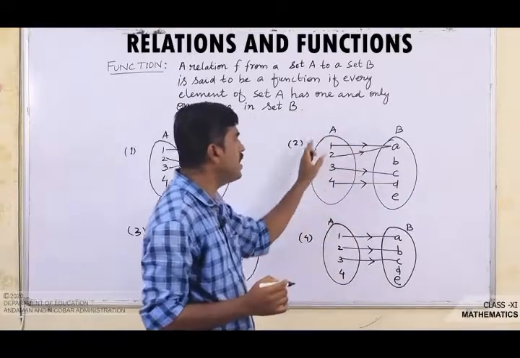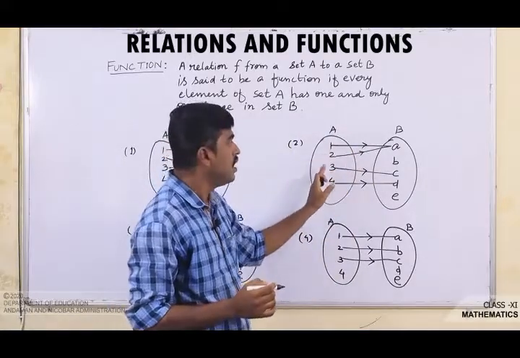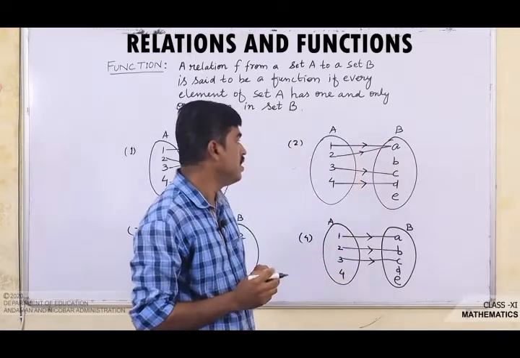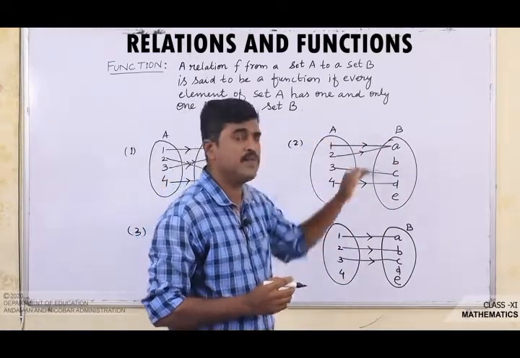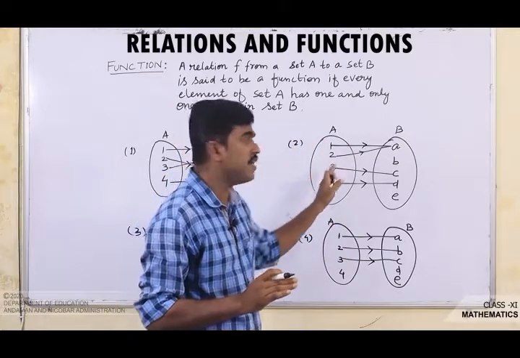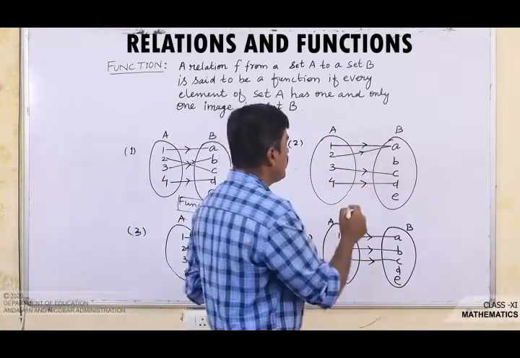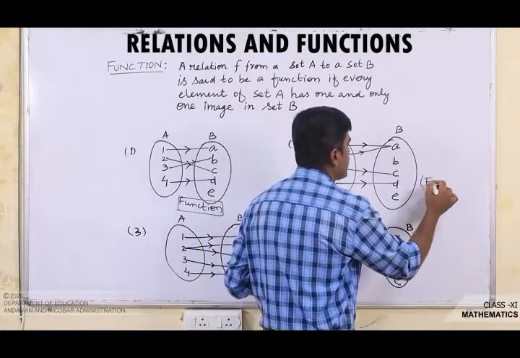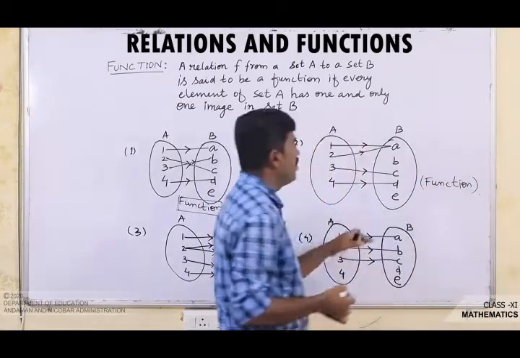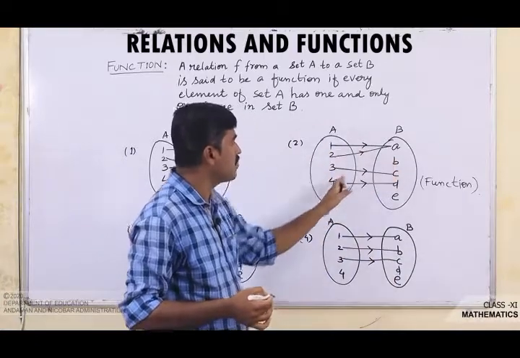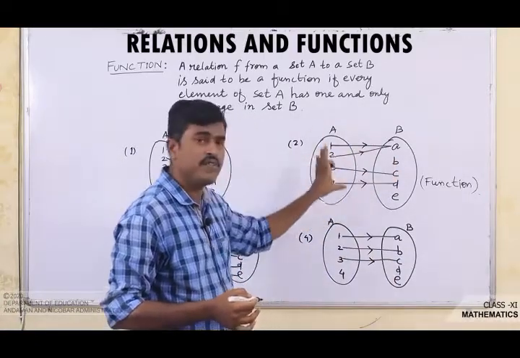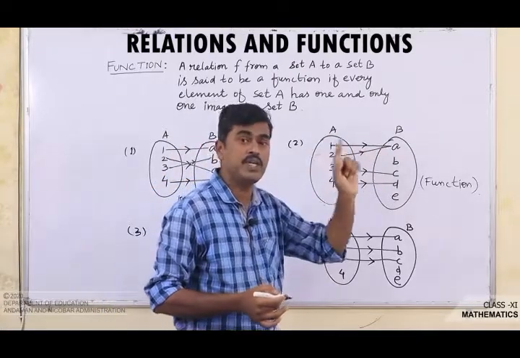That means every element of the set A has an image in the set B, and a unique image. Here 1 and 2 have the same image, that doesn't matter. So every element has an image and a unique image. So it is also a function. Here B is not related to any of these elements, that doesn't matter. What is the condition? Every element of A has an image and a unique image.